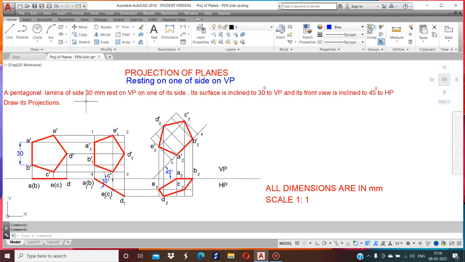Today in the projection of planes, I will explain the resting on one of its side on VP. A pentagon lamina of side 30 mm rests on VP on one of its side. Its surface is inclined 30 degree to VP and its front view is inclined 45 degree to HP. Draw its projections. Here you have to draw the pentagonal lamina above the reference line.